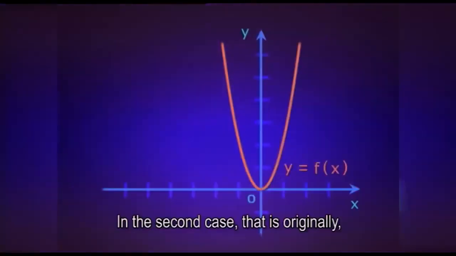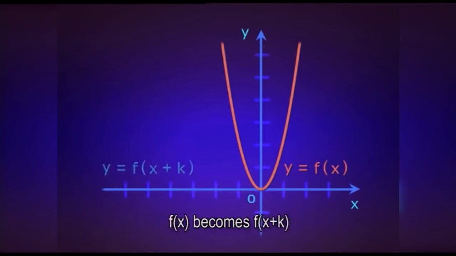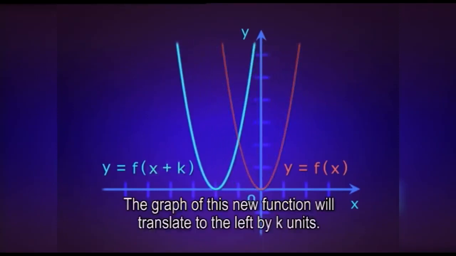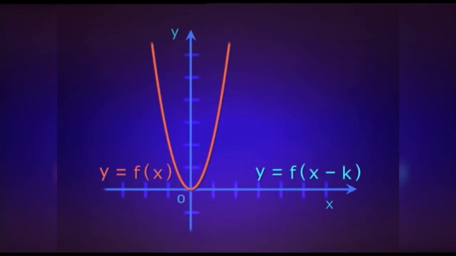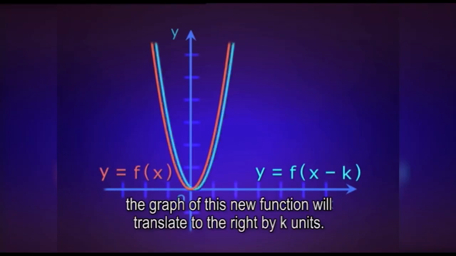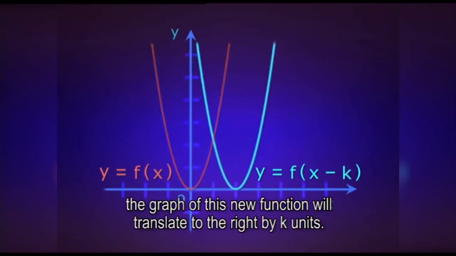Under the second case, originally the function of x becomes the function of x plus k, that is, the independent variable plus k. The graph of this new function will translate to the left by k units. If the original function of x becomes the function of x minus k, that is, the independent variable minus k, the graph of this new function will translate to the right by k units.